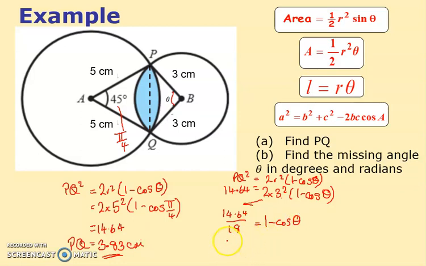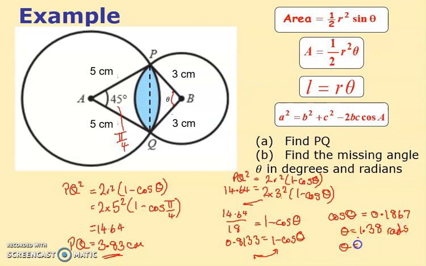So when I do that division, I get 0.8133 equals 1 minus cos theta. They obviously switch places, and that gives me cos theta equals 0.1867. And if I inverse cos 0.1867, I get 1.38 radians. So 1.38 radians. Or if I want it in degrees, I have to times it by 180 and divide by pi. And that gives me 79.2 degrees. So hopefully that is right.